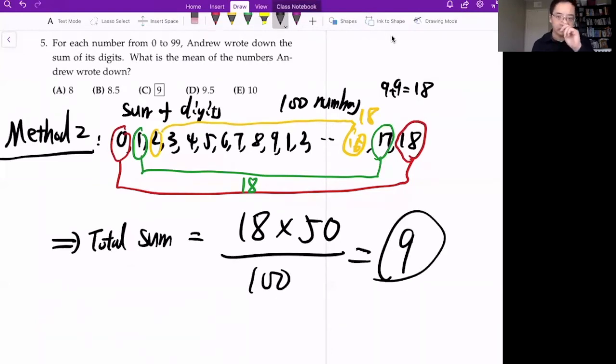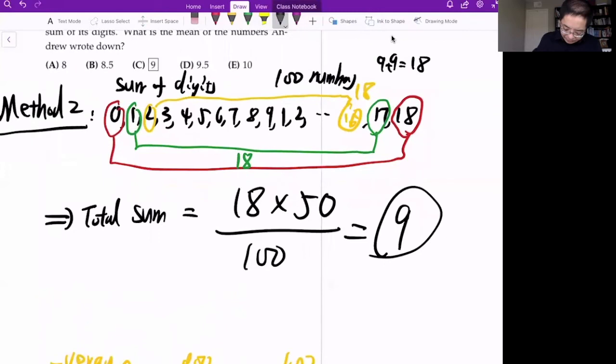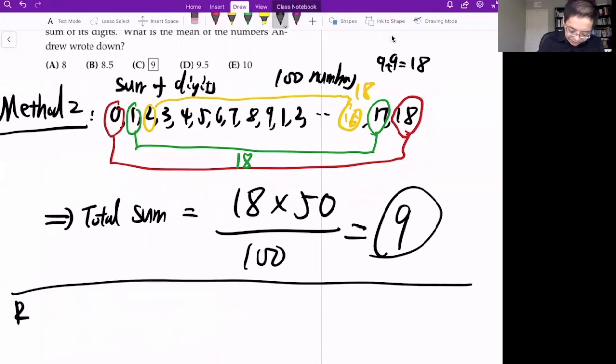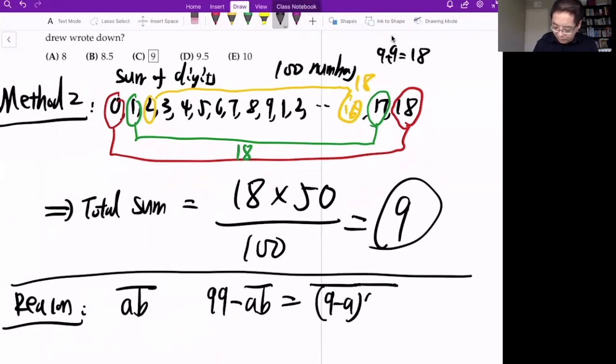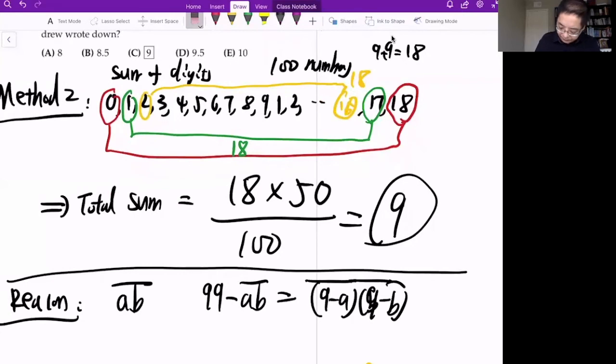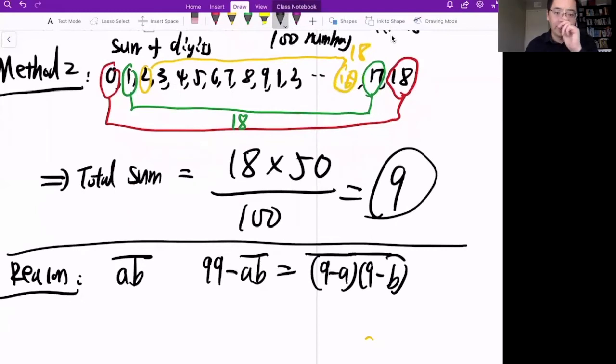Which is 9. Okay, so I want to say a little bit why we have this kind of pattern. The basic mechanism is, you think of a 2-digit number AB, right? Now, if I look at 99 minus AB, what would we get? Well, it's just 9 minus A as the first digit, and the second digit is 9 minus B, right? Of course, you can also consider A as 0, then it becomes a 1-digit number, right?